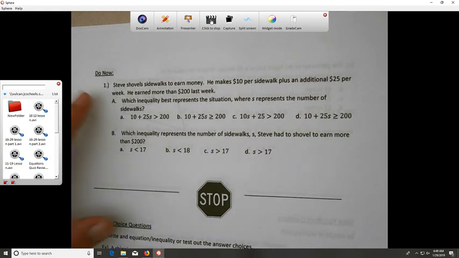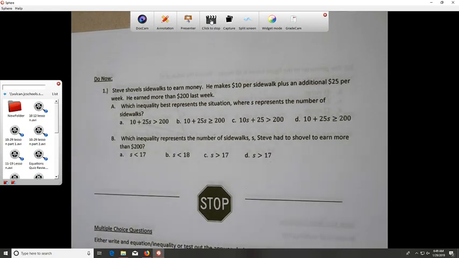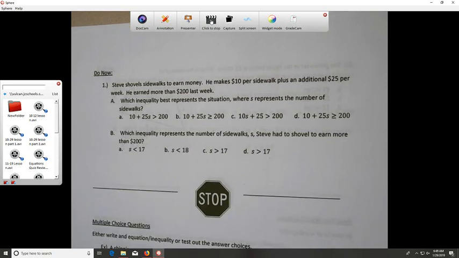So the first one says, Steve shovels sidewalks to earn money. He makes $10 per sidewalk plus an additional $25 per week. He earned more than $200 last week. Which inequality best represents the situation, where S represents the number of sidewalks?